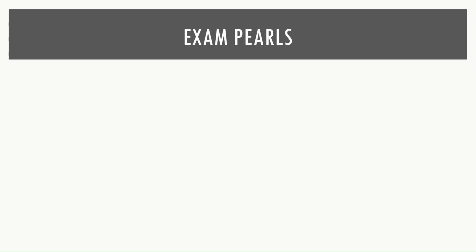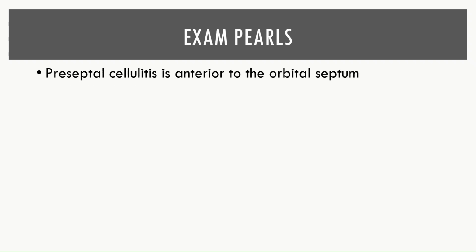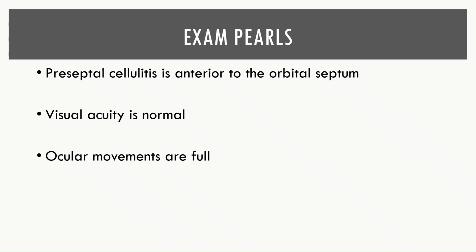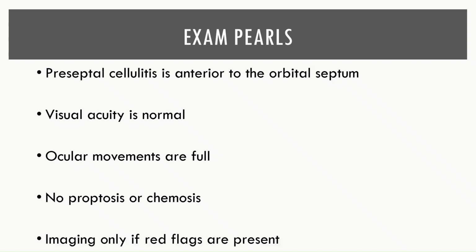For exams, remember that preseptal cellulitis is an anterior condition with preserved vision and eye movements. Absence of proptosis and chemosis is the key differentiating point from orbital cellulitis. Imaging is required only if red flags are present.